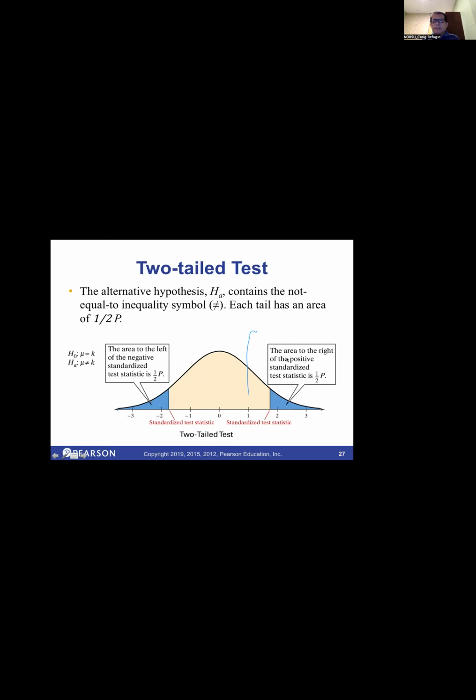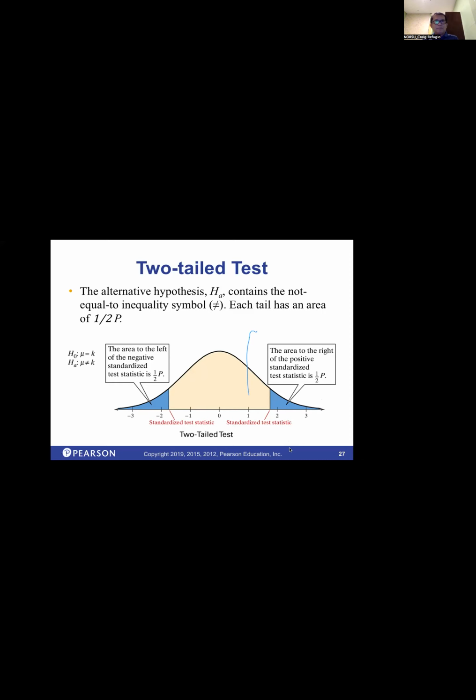It is mentioned in here: the area to the right of the positive standardized test statistic is 1/2 of P. So why do we divide the P by 2? Because one is located in the right and the other one is located in the left side. So we have 1/2 of P and the other one is 1/2 of P. So why do we classify this one as two-tailed? Because one is in the left side and one is in the right side. That's why we classify this one as a two-tailed test, meaning it has two directions. One is going to the right and the other one is going to the left side.